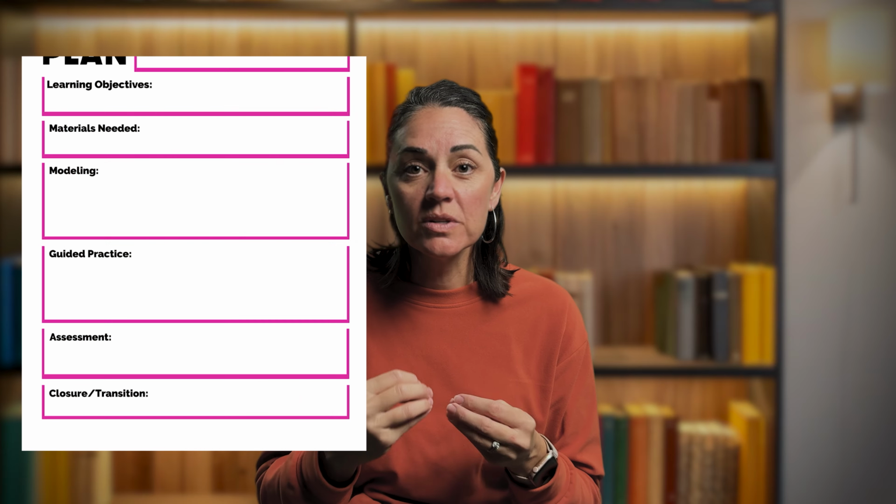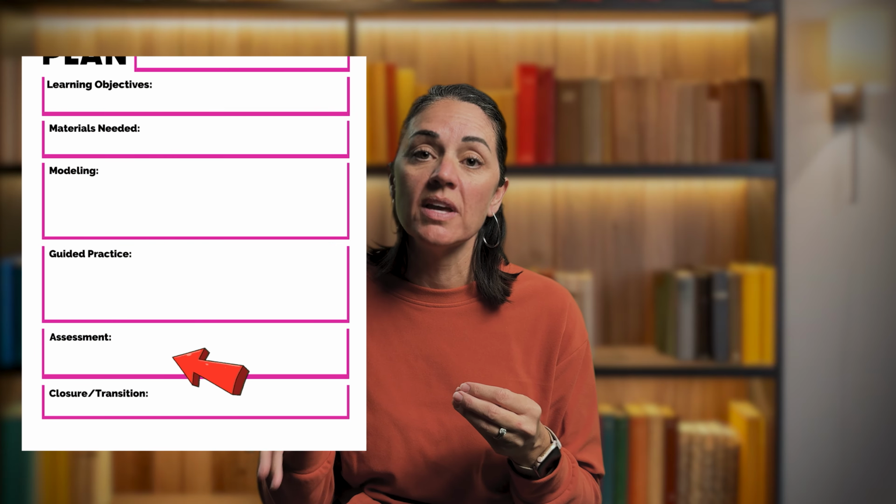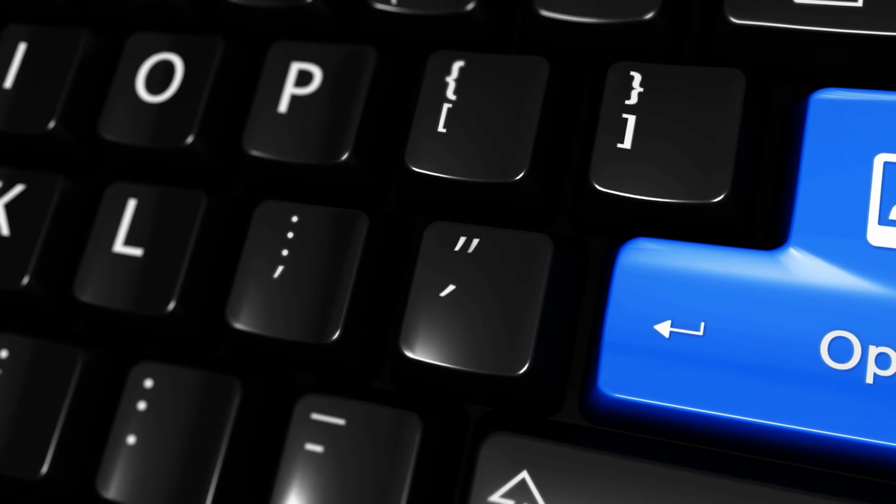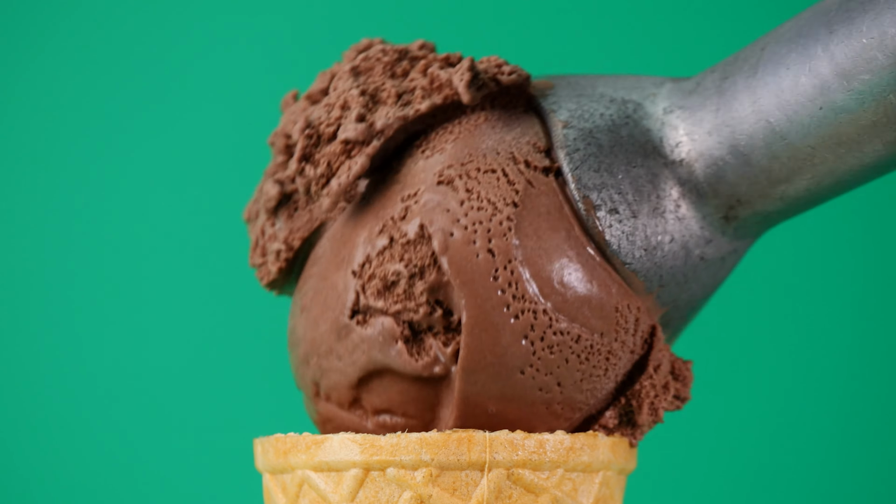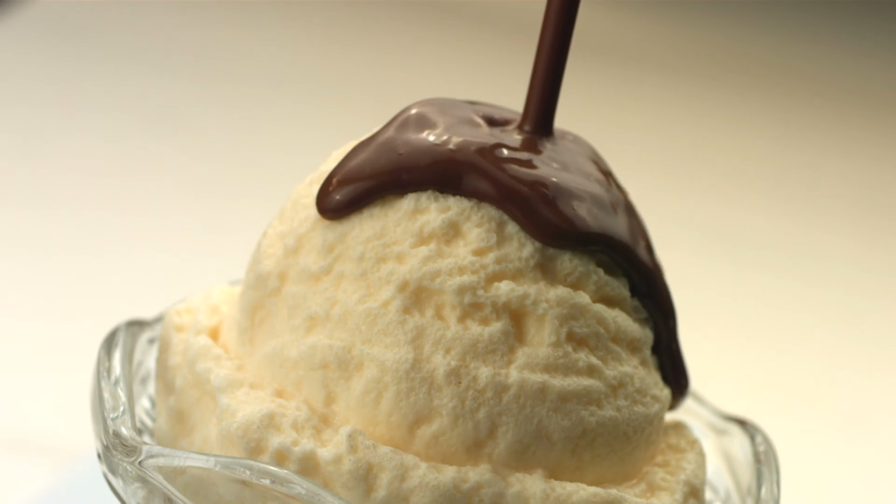Think about backwards design again. What am I trying to get them to do? In this lesson, I want them to write an opinion. Do you like chocolate ice cream or vanilla ice cream? That is something different than a narrative, right? Where they're writing a story.